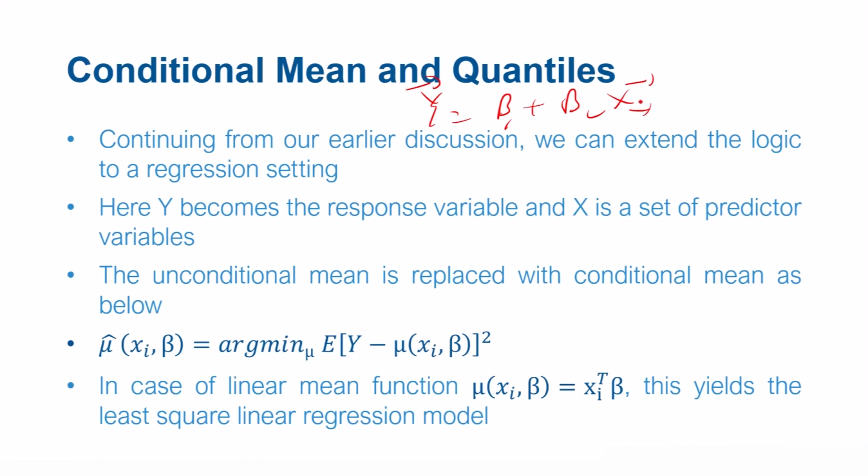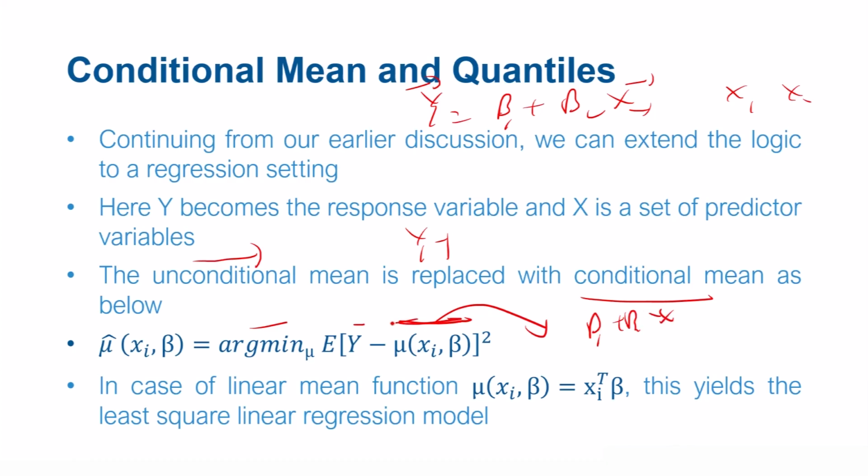Now there can be more than one variable, like x1, x2 and so on. Earlier we discussed unconditional univariate variables. Now the unconditional mean of y is replaced with the conditional mean as follows. So you have minimization of the expected value of y minus your model, which in this case would be beta 1 plus beta 2 x. This is your typical conditional mean, and these deviations are your residuals.